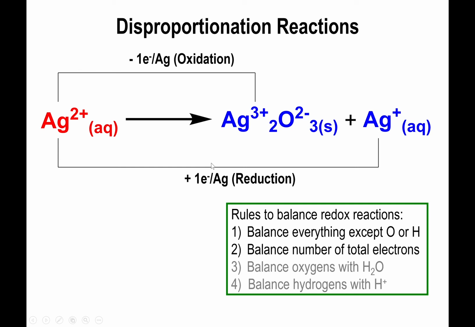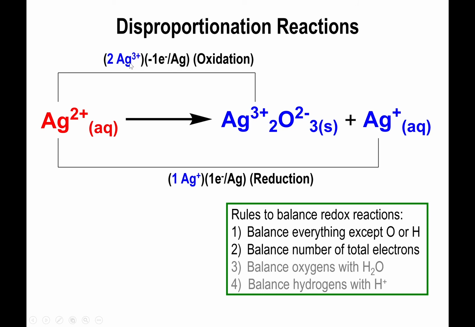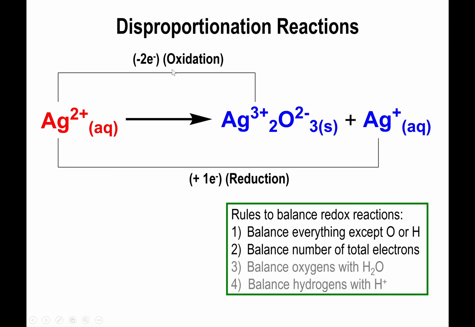Now, to determine what you're going to multiply this ratio with, you focus on the products only. You have two silvers on the product side for the first comparison, so you're going to multiply the top portion by two silvers. And looking at the product of the bottom comparison, you only have one silver plus, so you multiply the bottom one by one silver plus. And this tells you how many electrons you're actually dealing with.